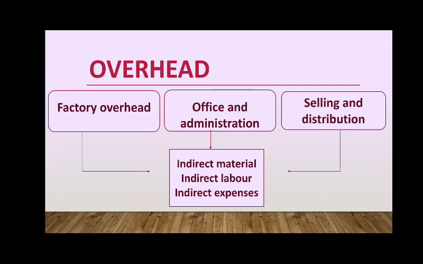Next we can see the division of overheads. First one is factory overhead. Factory overhead refers to the expenses which are incurred in the production place or within the factory premises. This is also known as production overheads or works overheads. Next we can see office and administration overheads. These are the expenses which are incurred in connection with the general administration of the company, and it is also called office overheads.